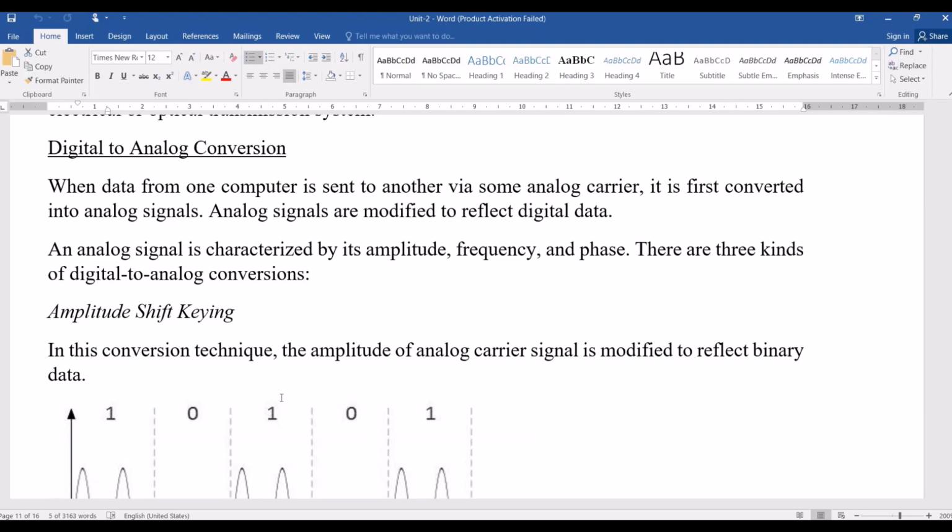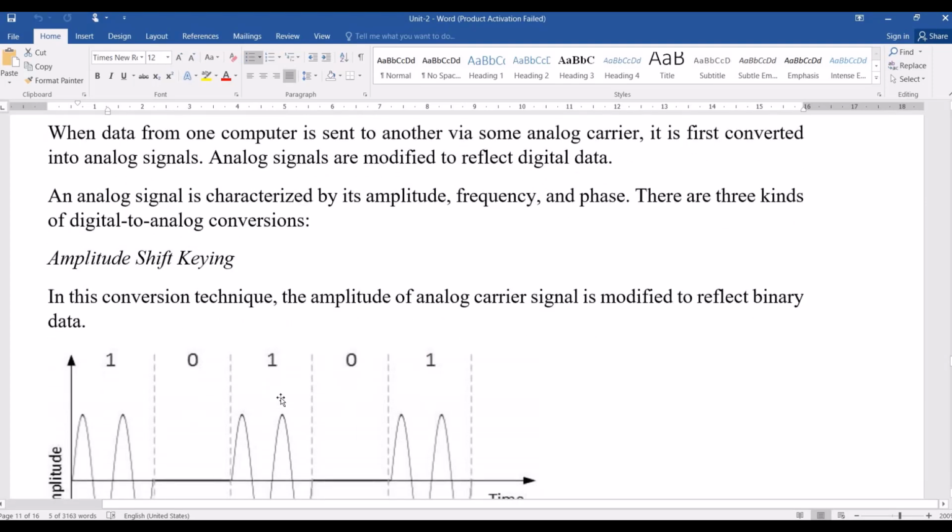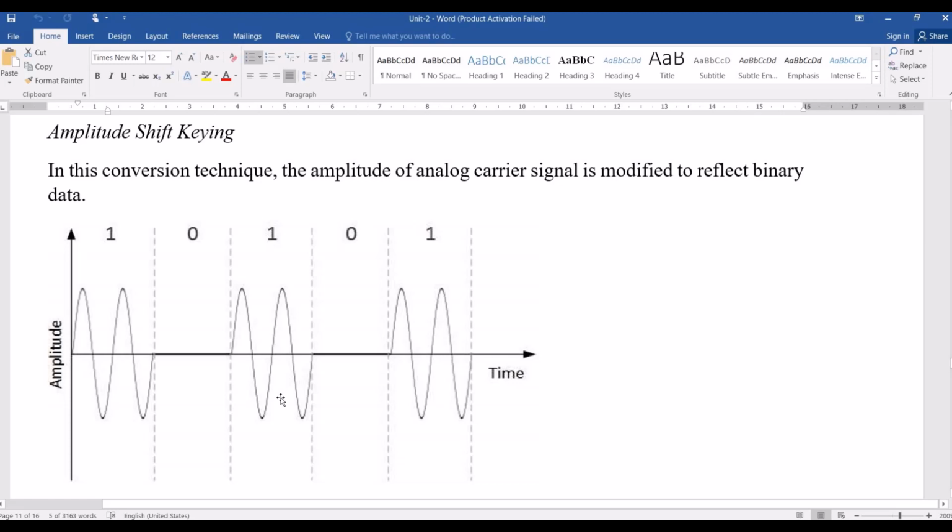There are three kinds of this digital to analog conversion. One is amplitude shift keying. Amplitude shift keying is a variation of the amplitude: absence of amplitude and presence of amplitude. Here in the one, the amplitude is present, this wave is represented as one. If the amplitude is present, frequency still exists, time still exists. It varies the amplitude. 0, there is no amplitude; 1, amplitude. 0, no amplitude, and 1. This is the amplitude shift keying.